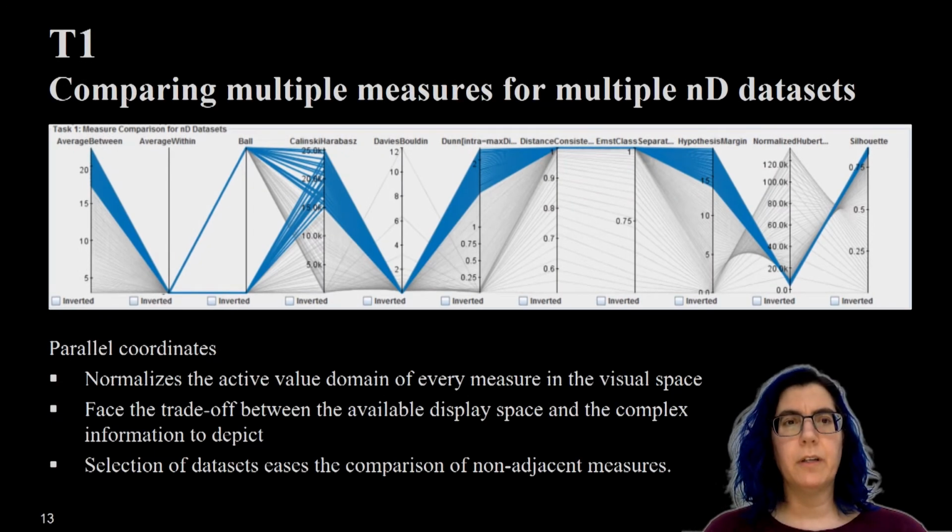The Task 1 interface uses parallel coordinates. There's one axis for each measure, labeled at the top, and one gray polyline for each dataset. This choice means that the active value domain of every measure is normalized in the visual space. Here we see how 11 measures are made comparable, despite differing considerably in their underlying value domains.